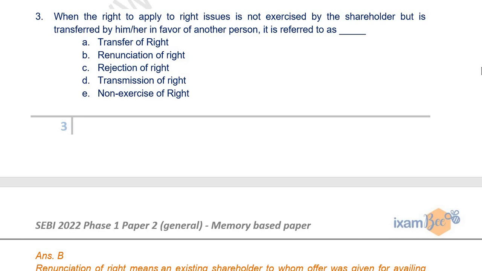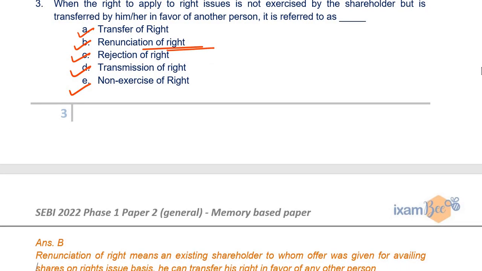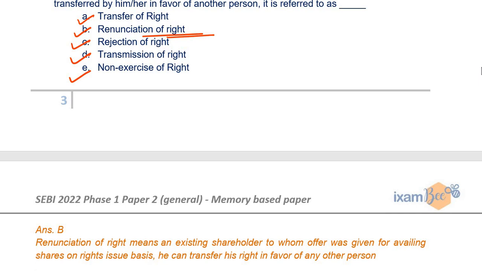Moving to the next question, when a rights issue comes, the shareholder who has been given the right to apply to the rights issue can actually choose not to apply and transfer that right to somebody else. Then what do we call that particular process, or the transfer of your right to somebody else? Okay, whether it's known as transfer of right, renunciation, rejection, transmission, or non-exercise. The correct answer is renunciation of the right. You renounce your right in favor of somebody else.